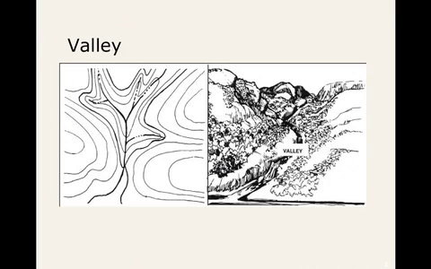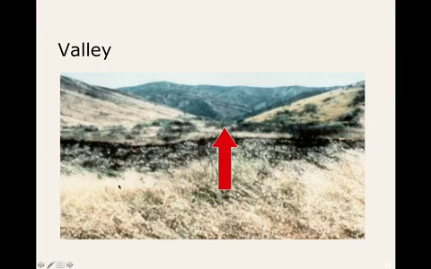A valley is reasonably level ground bordered on the sides by higher ground. The contour lines form a U. The lines tend to parallel a stream before crossing, if there's a stream. And contour lines crossing the stream always point upstream. So if you're downstream, all these contour lines are pointing upstream. Here's a picture of a valley.